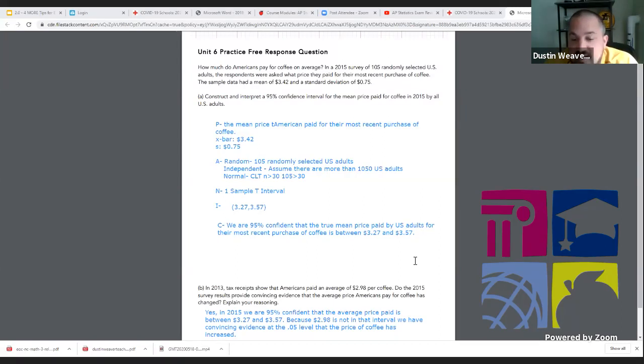So again, we're looking at, was that $2.98 in our interval or not? If it would have been in our interval, then it would have been a plausible value, which means it's possible that the average price of coffee could still be $2.98. Does anybody have a question on this practice free response?